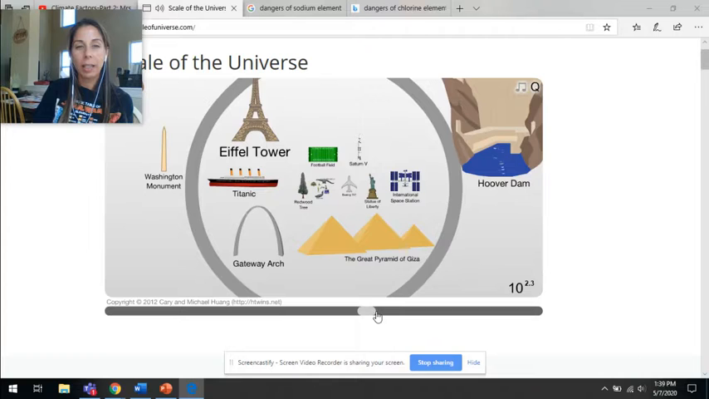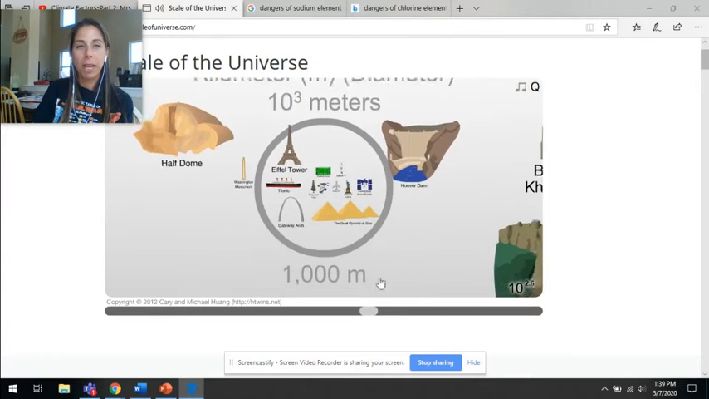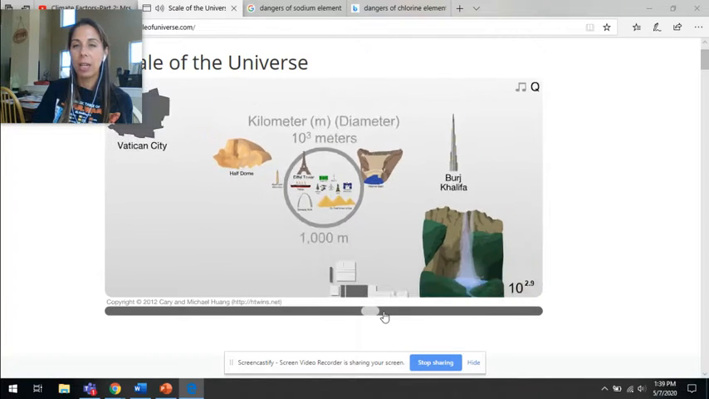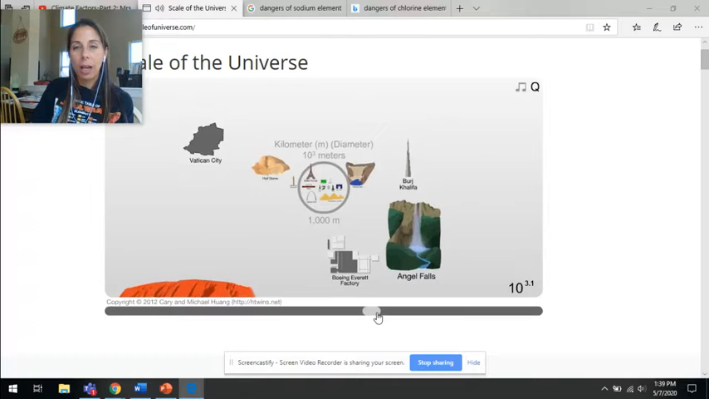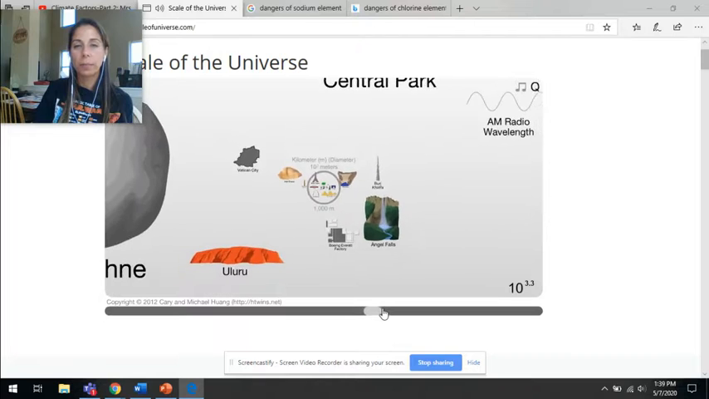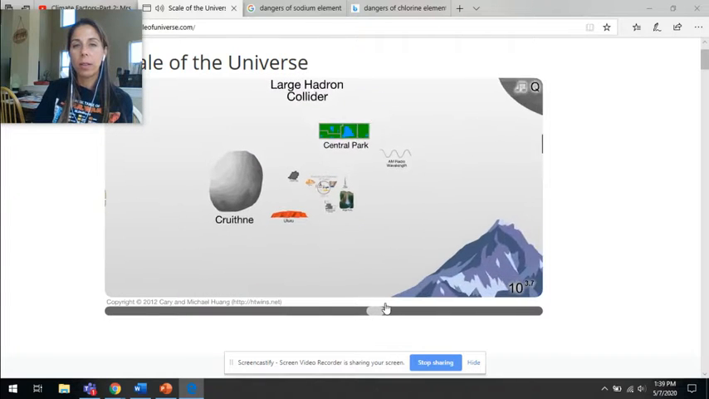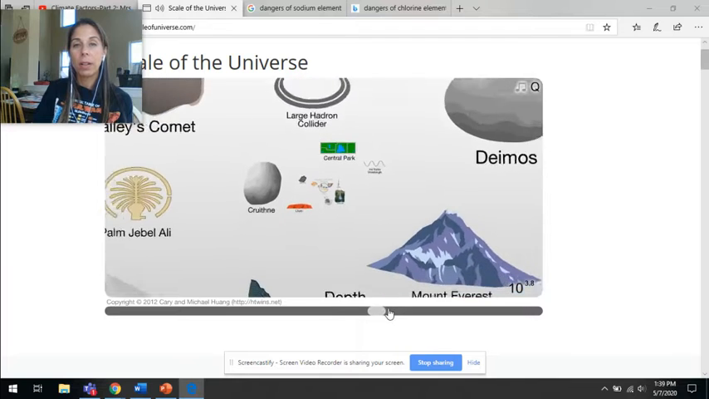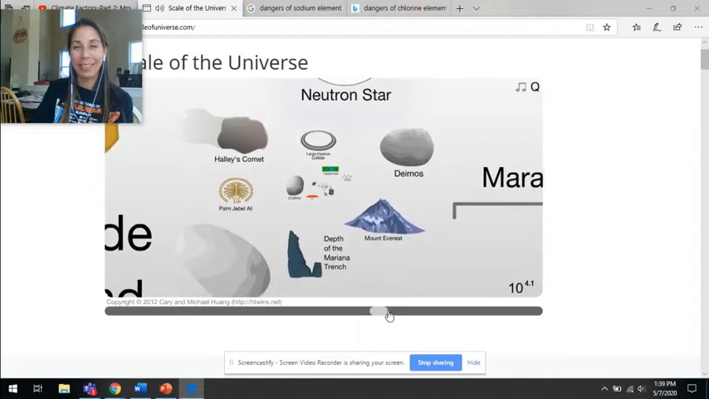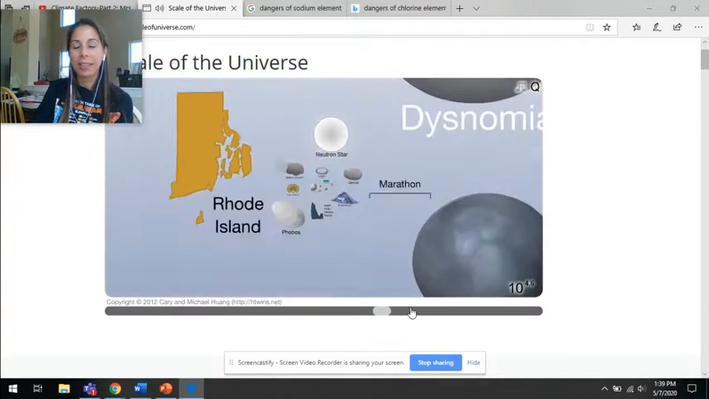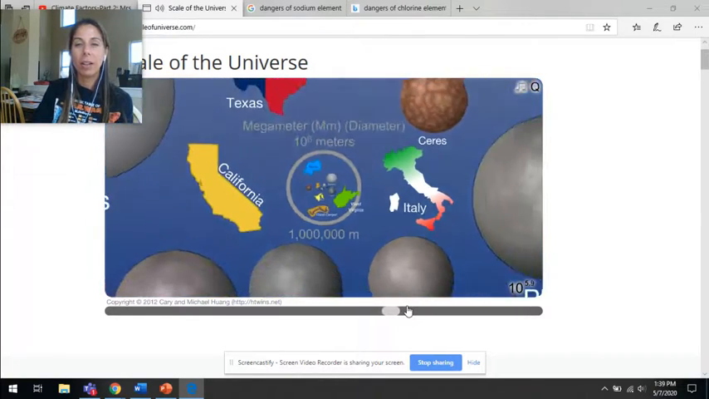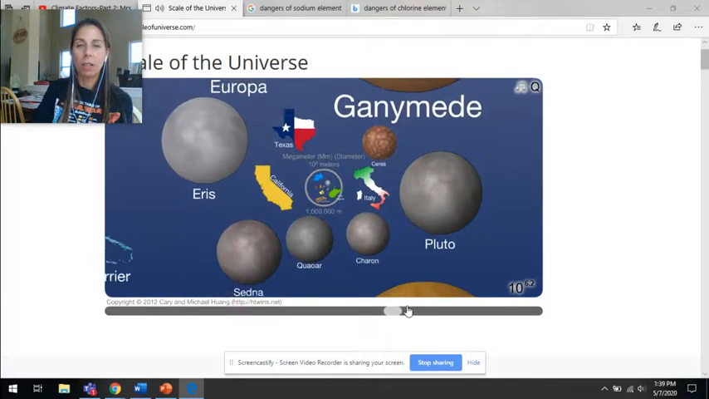Great Pyramids of Giza, the Hoover Dam, Half Dome in California, in Yosemite National Park, is really big. Angel Falls. Ayers Rock in Australia. Check this out. Central Park is even bigger. Halley's Comet's big. I should have known that, right? I forget these things. What do we got? Rhode Island, West Virginia. So then we get to the size of bigger states, bigger countries, planets.